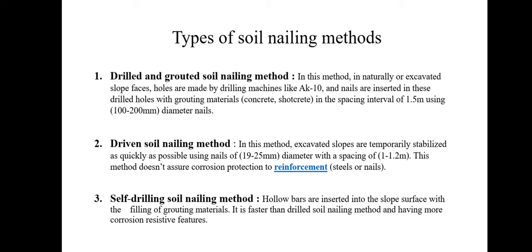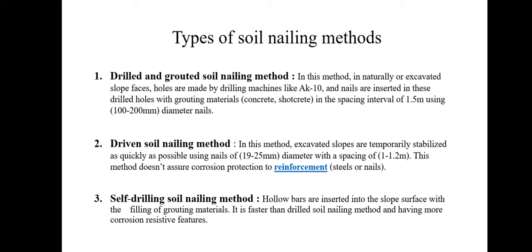And the second one is the driven soil nailing method. This method is temporary, in which the ground is temporarily stabilized with nails of diameter 19 to 25 mm with a spacing of 1 to 1.2 meters. This method doesn't assure corrosion protection to the reinforcement or steel nails.